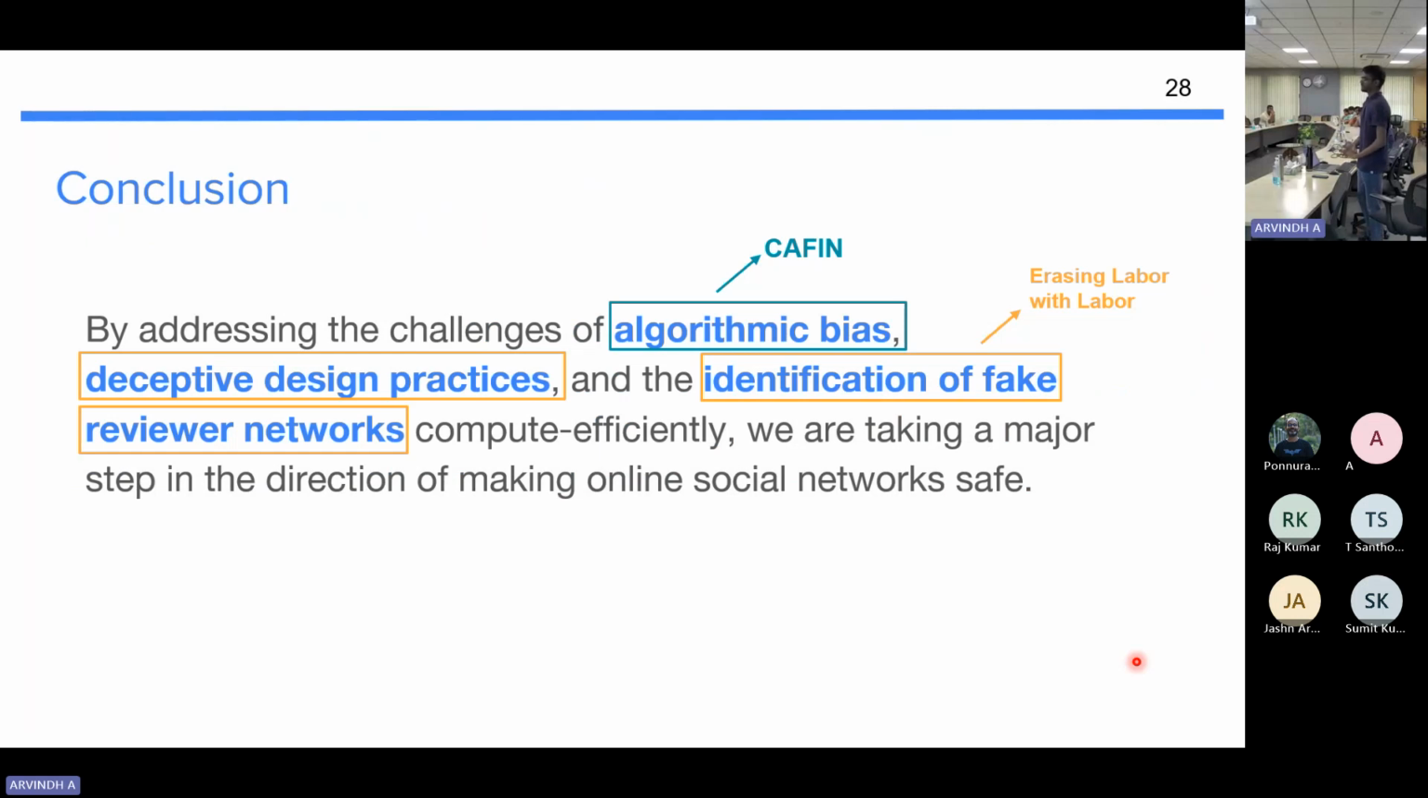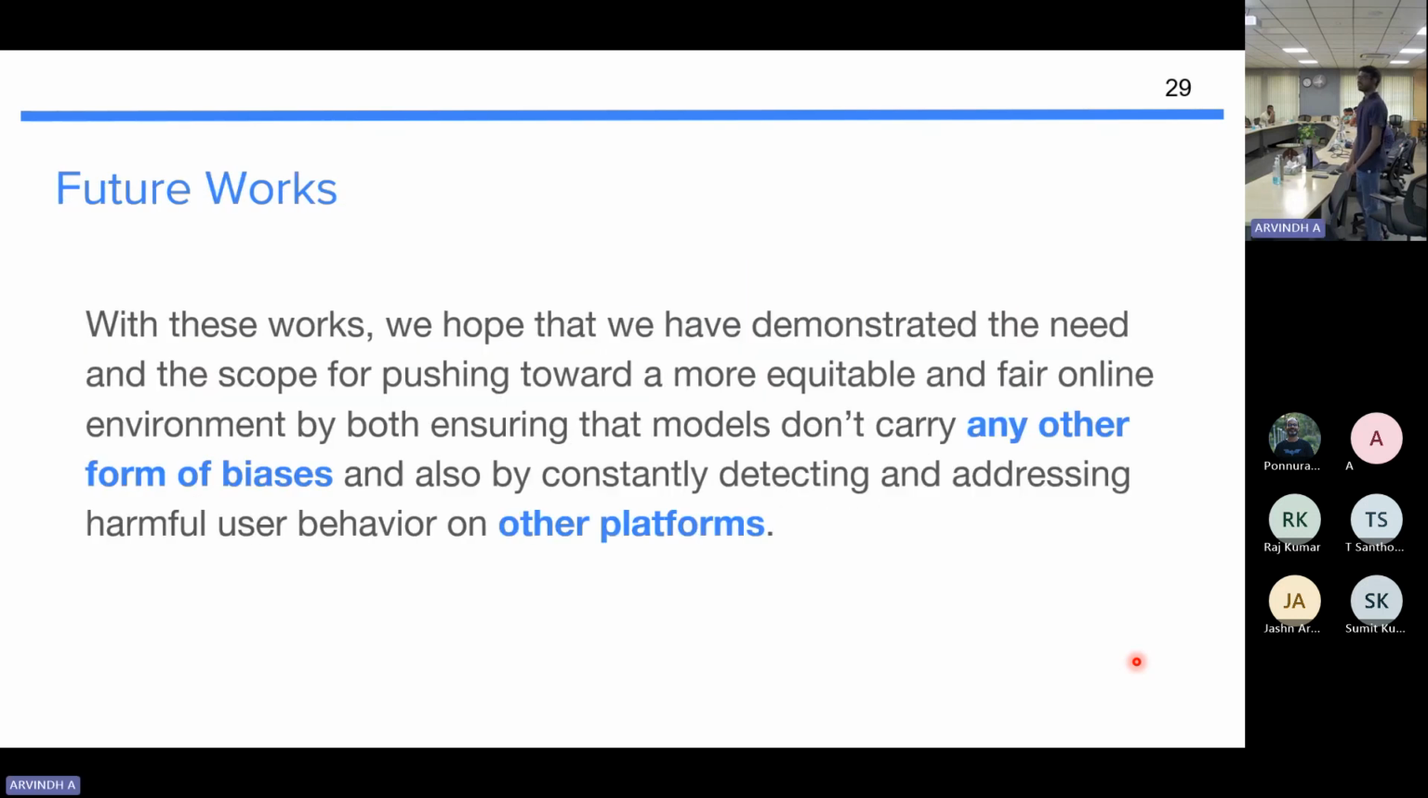In this thesis, we have covered two aspects. One is addressing the algorithmic bias induced in GCNs, and the other one is looking at the exploitation of users on the Google Play Store. Basically, we are taking a step in the direction of making online systems safe for users to be in, and also fair for users to interact with. Obviously, there is much more scope to do well.